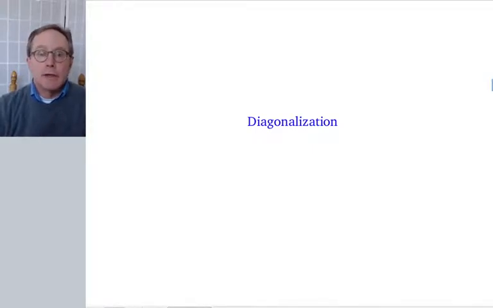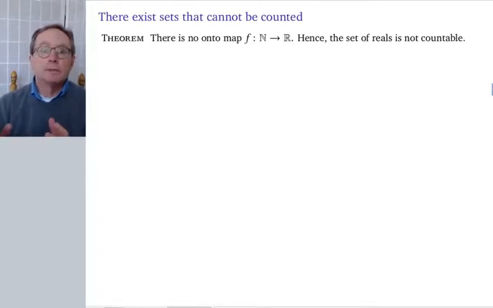And the technique that we're going to use here to show that there are some sets that have so many elements they can't be counted is very important in the theory of computation. The technique is called diagonalization, and you'll see why in just a second. Okay, but the central result here is that there is no onto map from the naturals to the reals.